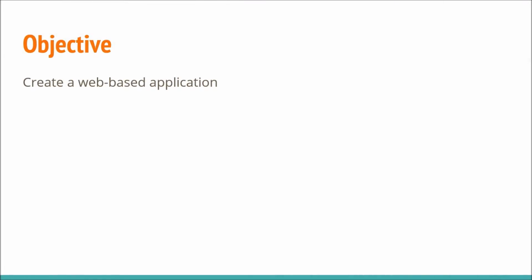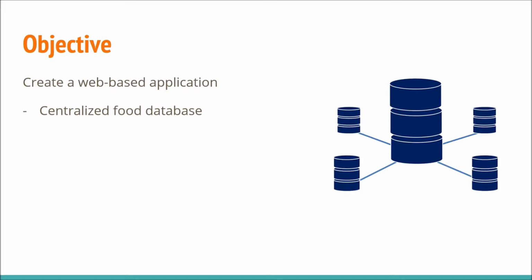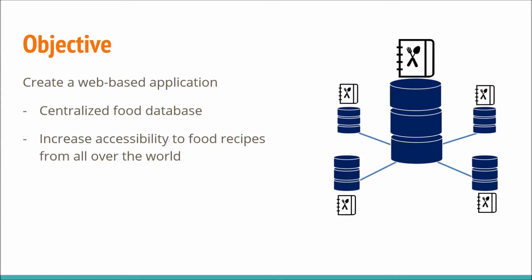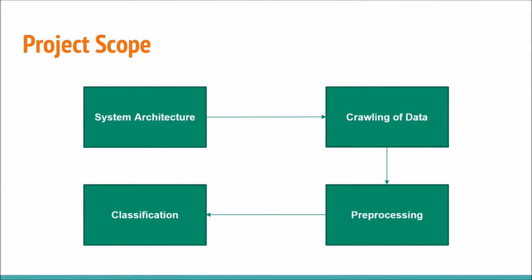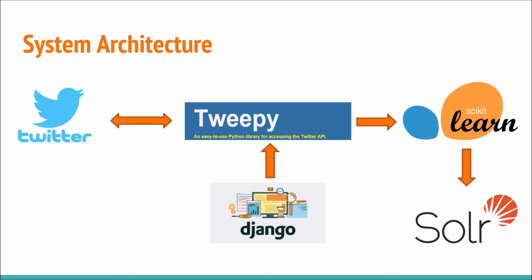So to solve the remaining 3 factors, we decided to create a web-based application that utilizes a centralized food database. With this, it increases the accessibility to food recipes from all over the world for Singaporeans to find inspiration that caters to their food cravings. And thus, this will greatly reduce food wastage and tackle issues like unappetizing food appearance, foul smell, and awful taste of food effectively. For project scope, we will focus on these 4 areas as shown: the system architecture, crawling of data, pre-processing, and classification.